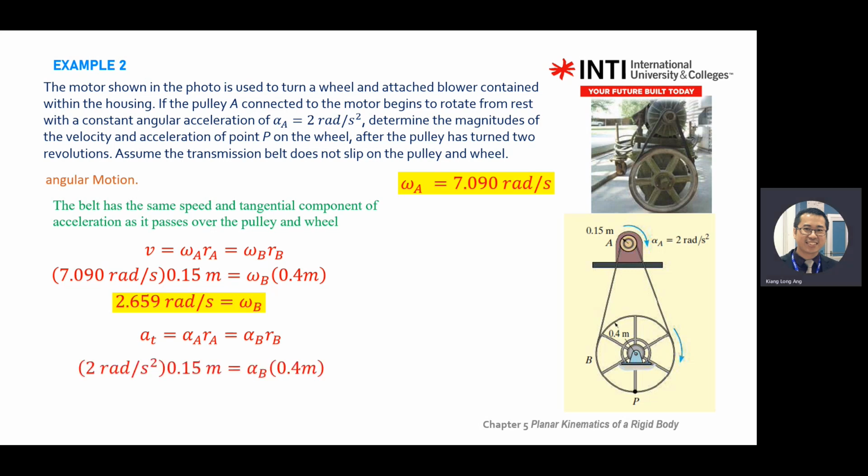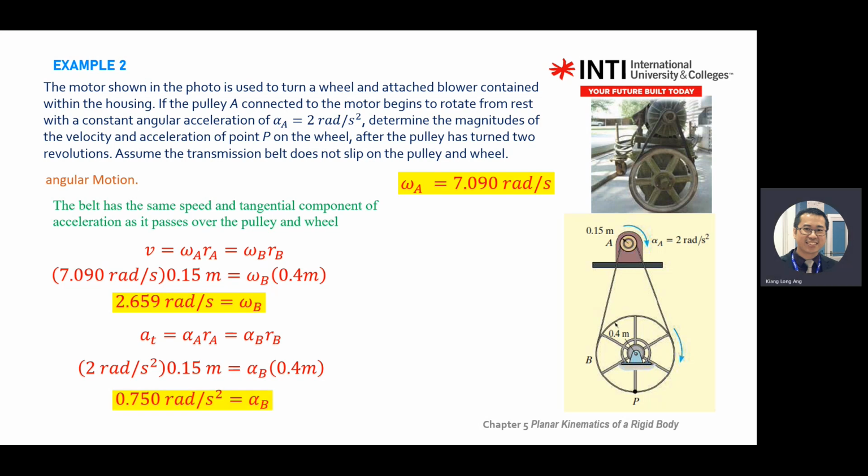Then you substitute. Why can we write this? Because the velocity is the same on the belt. Velocity same, so acceleration also same. So alpha A is 2 radian per second squared, given by the question. The radius was given in the diagram. Alpha B is missing and RB was given. So you have alpha B.